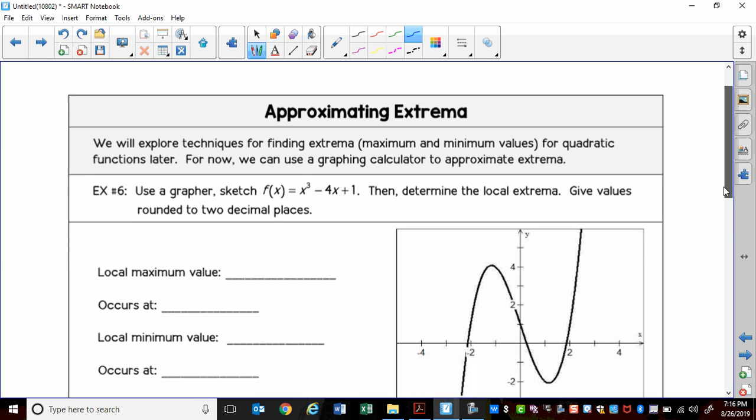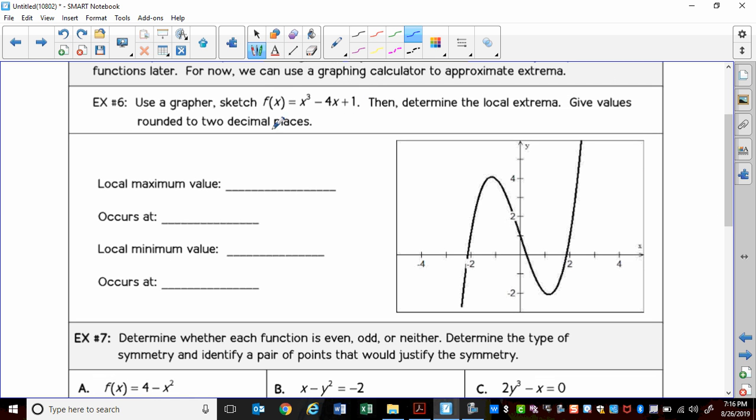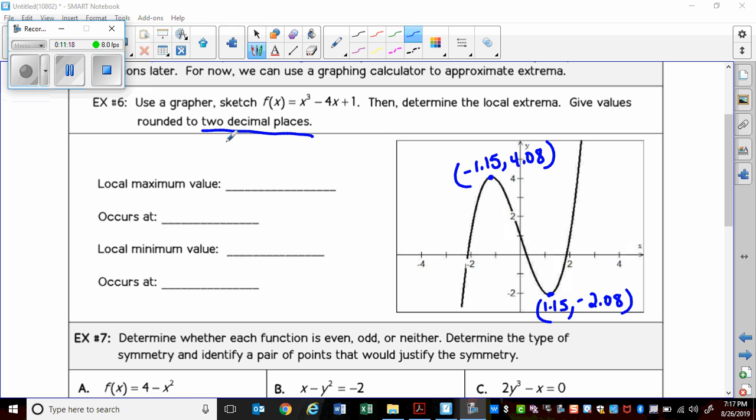Approximate extrema. It says use a grapher, sketch this. So they mean a graphing calculator or Desmos. And we're going to graph this and determine the local extrema values, giving values rounded to 2 decimal places. So we're going to use 2 decimal places. Your calculator will do this for you. The local minimum is going to be right here. We're going to use the calculator and it will help you find the minimum. When I used my calculator, it told me that this point right here is negative 1.15, comma, 4.08. And it told me that this point right here was 1.15, comma, negative 2.08. So try it. Let me know.